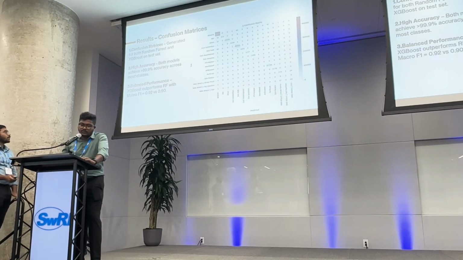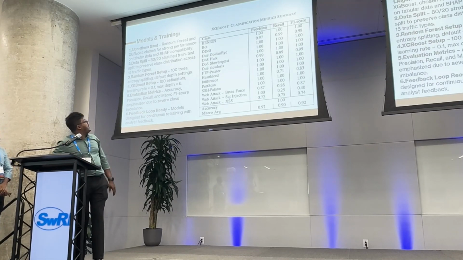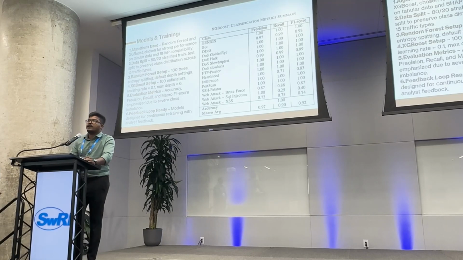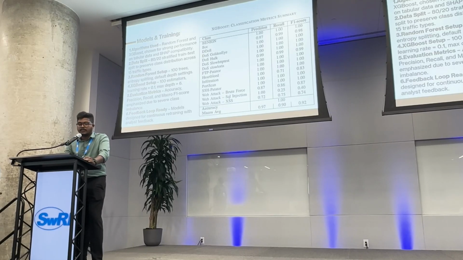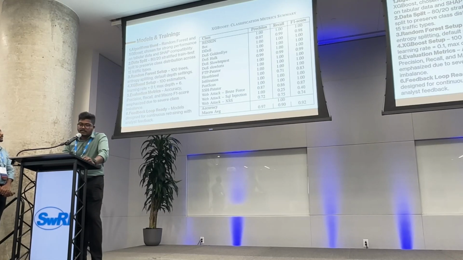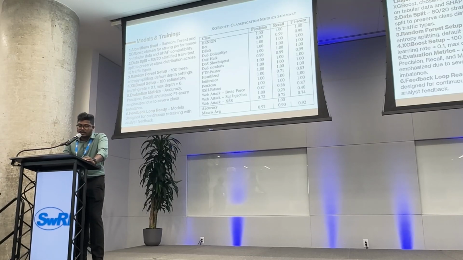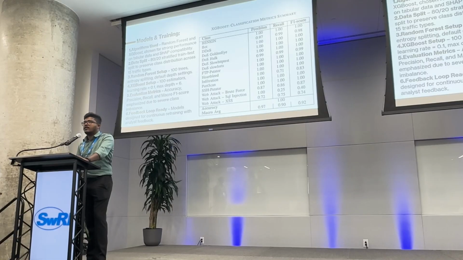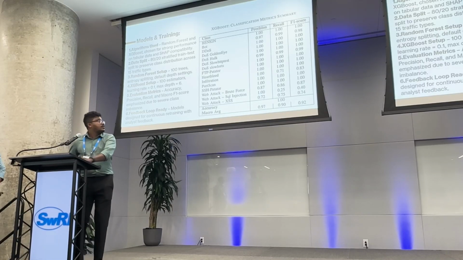In this random forest we used 100 trees with entropy splitting, while XGBoost used 100 estimators. For XGBoost, the learning rate is 0.1 and the maximum depth is 6. Given the imbalance in the data set, we emphasize the macro average metrics like precision, recall, and F1 score.